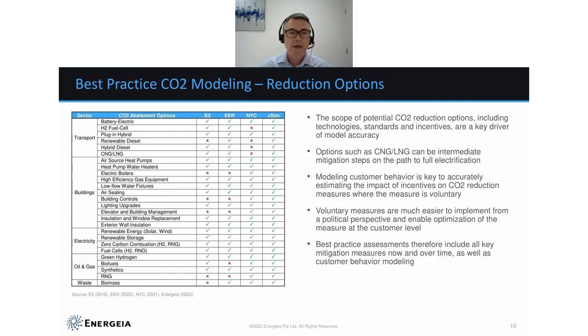Buildings, a lot of it is all about heat pumps and energy efficiency, which is what most of this is describing. Electricity, renewable energy, how we are going to deal with dispatchability and storage, but also you're seeing fuel cells and zero carbon combustion, whether it's renewable natural gas or green hydrogen. Finally, on the oil and gas side, looking for different zero carbon alternatives to what's currently running through pipelines, for example, and in waste, the potential for turning more of that into biomass and biogas.